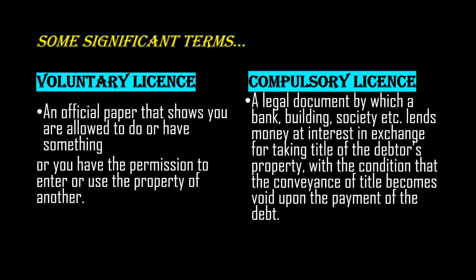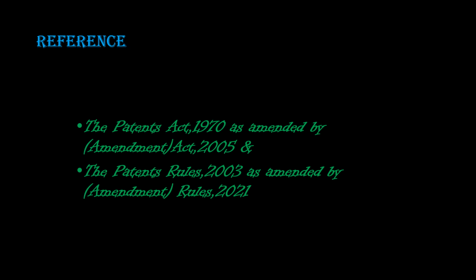And then what is compulsory license? Compulsory license, it is a legal document by which a bank, building society, etc. lends money at interest in exchange for taking title of the debtor's property, with the condition that the conveyance of title becomes void upon the payment of the debt. Fine. So I hope now you can differentiate between these two. The reference is Patents Act 1970 as amended by Amendment Act 2005 and the Patents Rules 2003 as amended by Amendment Rules 2021.